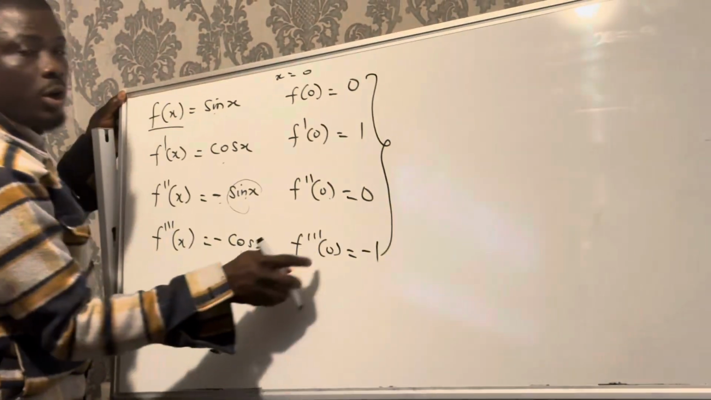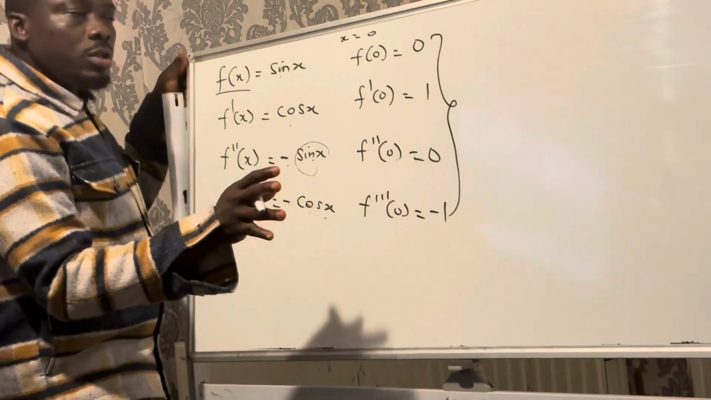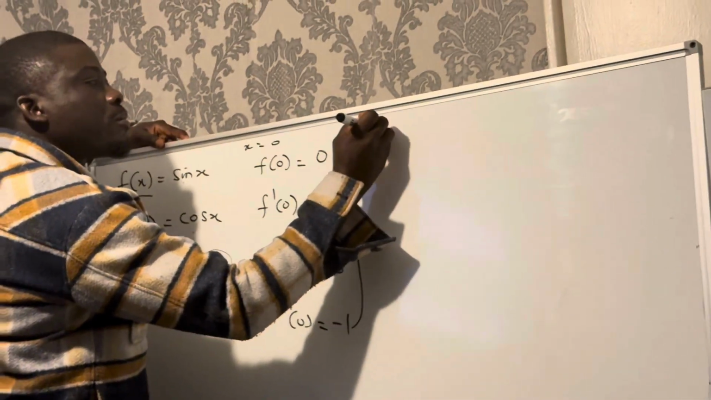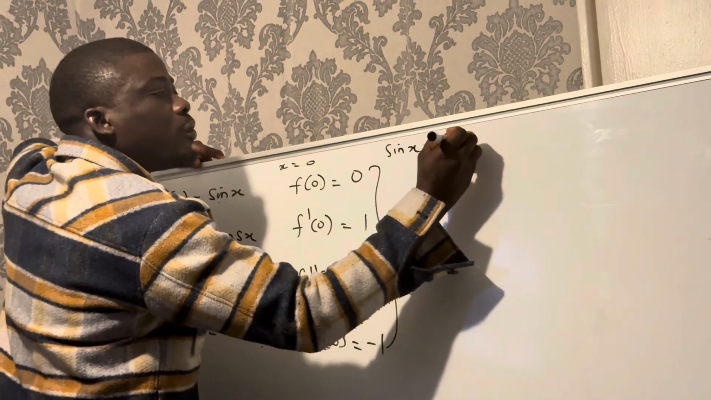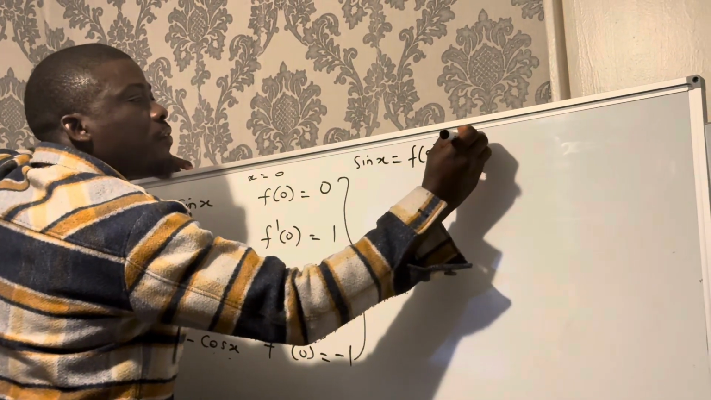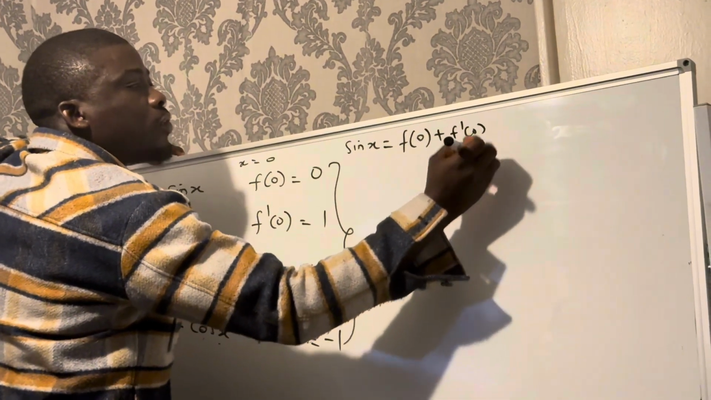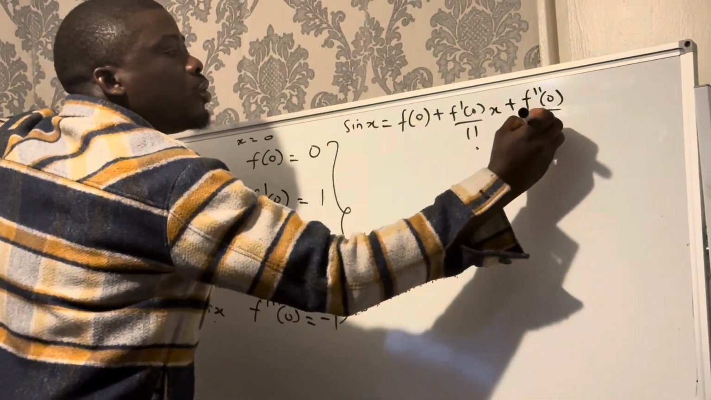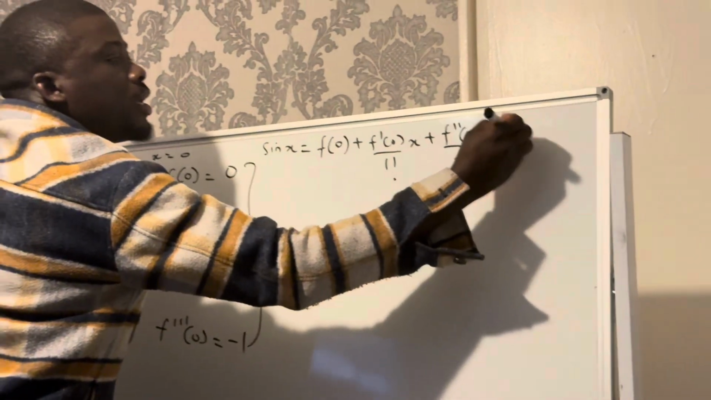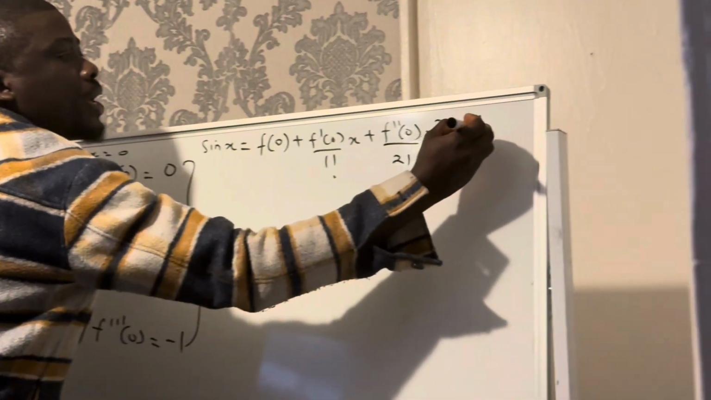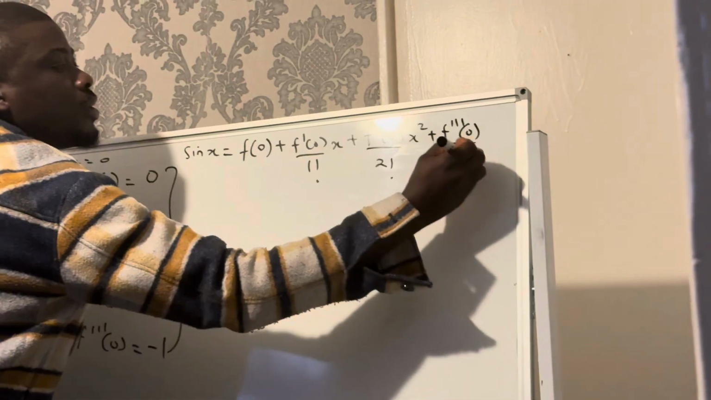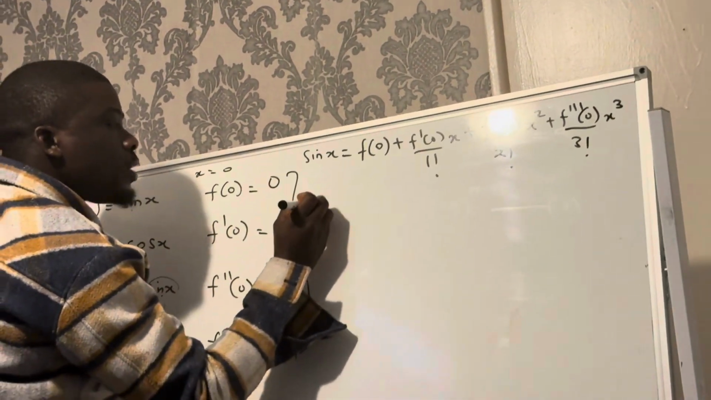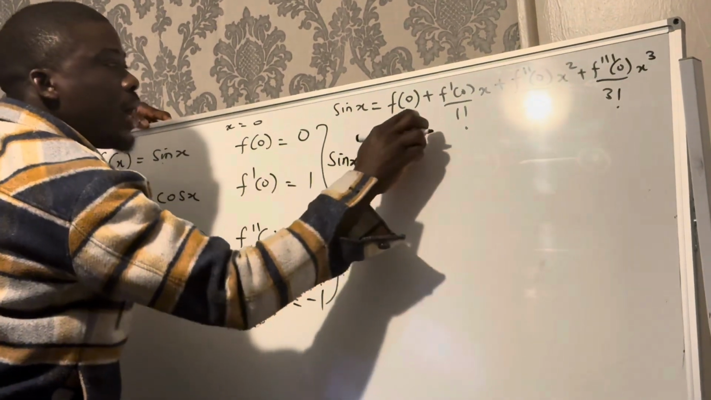So these are the values we are going to use to get our series solution. The Maclaurin series of sine s will be equal to f of 0 plus f prime of 0 over 1 factorial s plus f double prime of 0 over 2 factorial s squared plus f triple prime of 0 over 3 factorial s cubed. So our sine s here will now be equal to, our f of 0 is what?